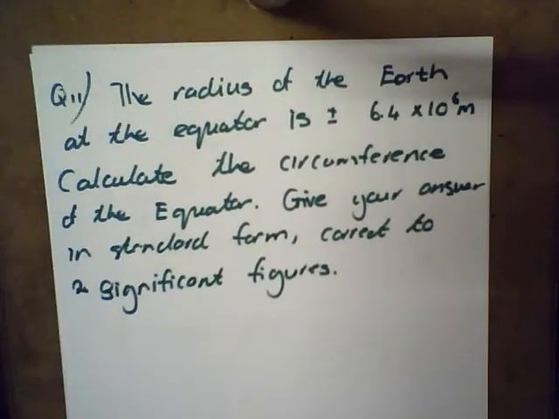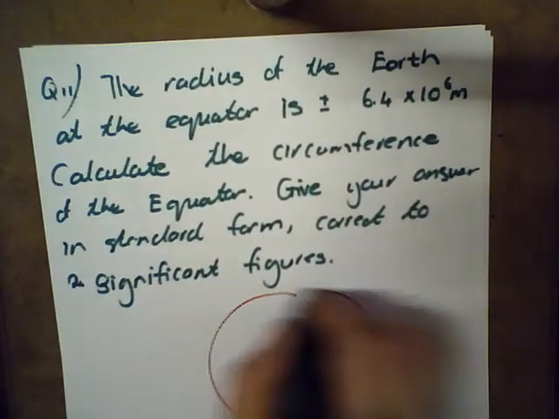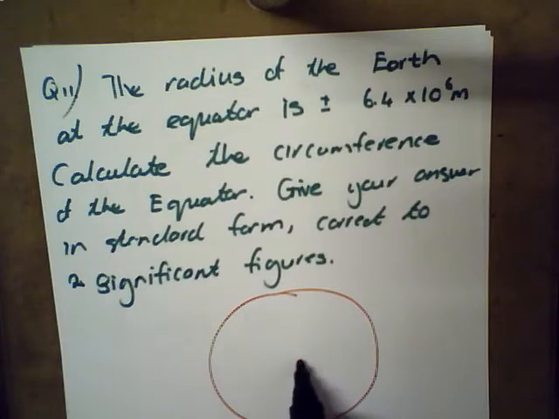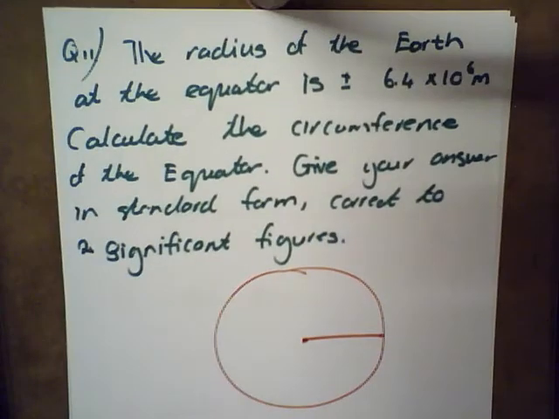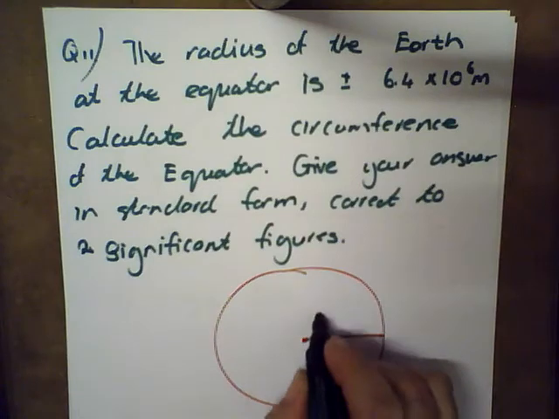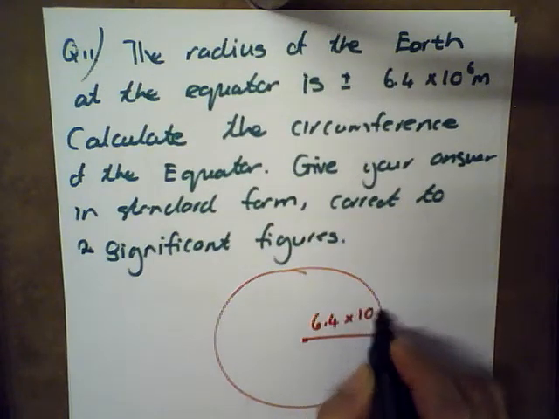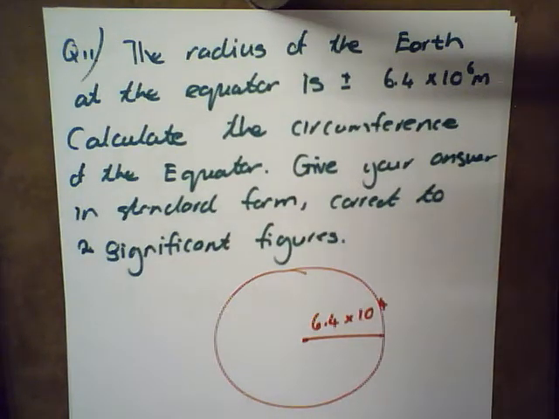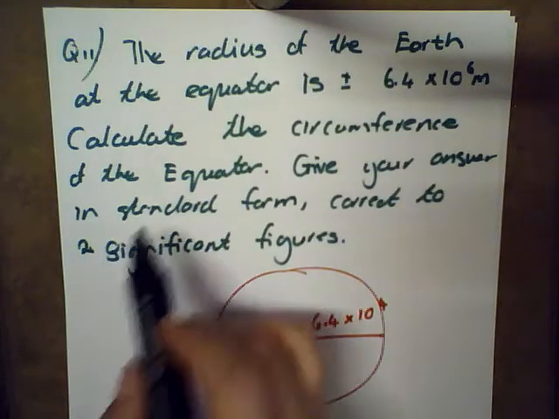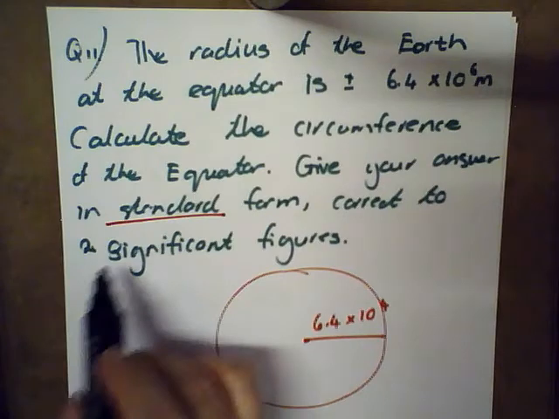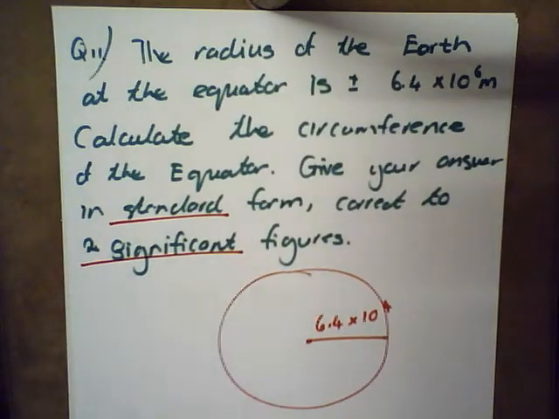Okay, the radius of Earth at the equator. So there's the Earth, and I've cut the Earth into a little segment. The radius there is 6.4 times 10 to the power 4 meters. Calculate the circumference of the equator, giving an answer in standard form correct to 2 significant figures.